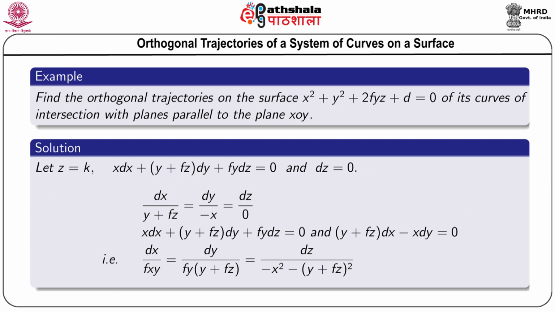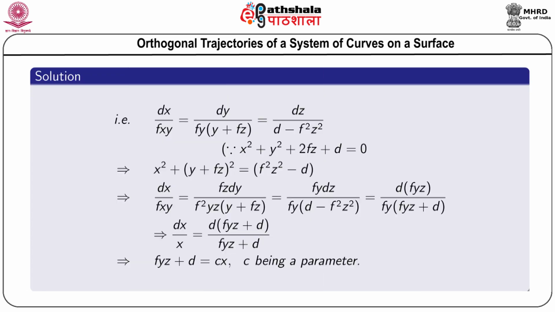Now, we solve this simultaneous equation using the different methods which we have described already. We will get the solution like this. So, this is one solution, and this gives the orthogonal trajectories together with the equation of the surface which is written here. So, the system of orthogonal trajectories is given by this equation and the integral of this curve, that means this equation fyz plus d equals cx.